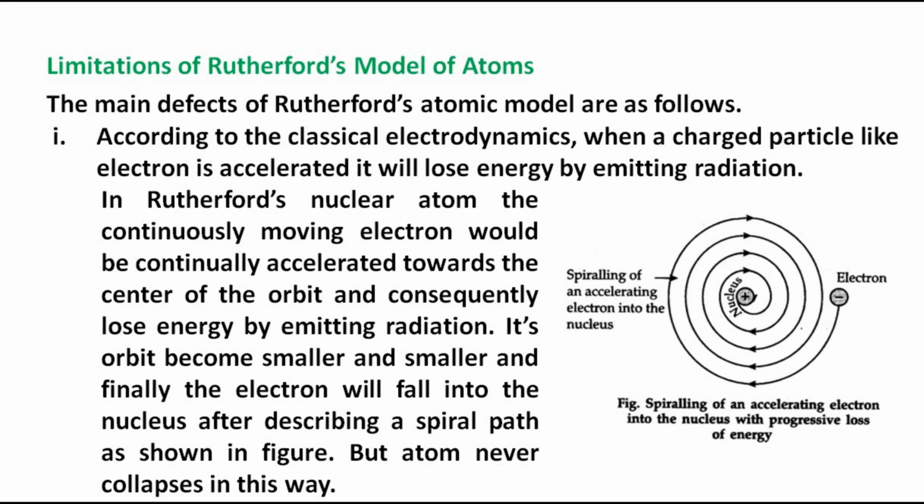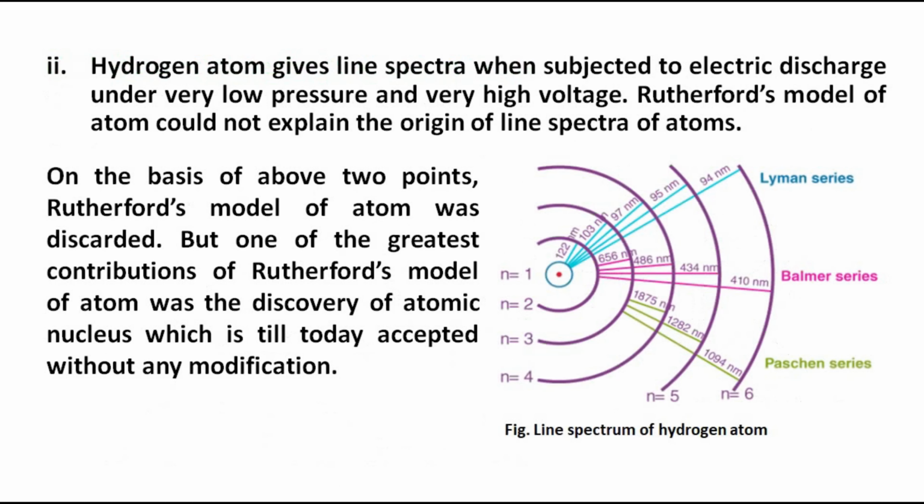Limitations of Rutherford's model of atoms. The main defects of Rutherford's atomic model are as follows. According to classical electrodynamics, when a charged particle like an electron is accelerated, it will lose energy by emitting radiation. In Rutherford's nuclear atom, the continuously moving electron would be continually accelerated towards the center of the orbit and consequently lose energy by emitting radiation. Its orbit becomes smaller and smaller, and finally the electron will fall into the nucleus after describing a spiral path, as shown in the figure. But the atom never collapses in this way.